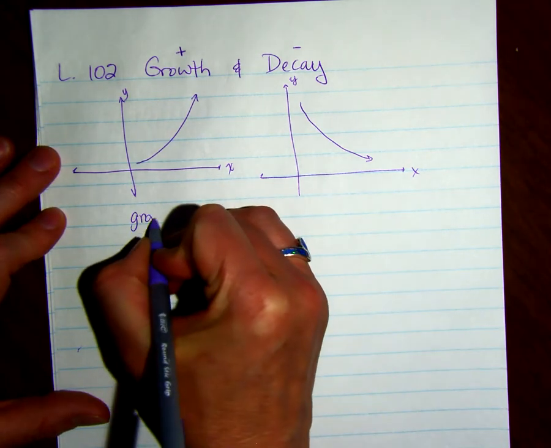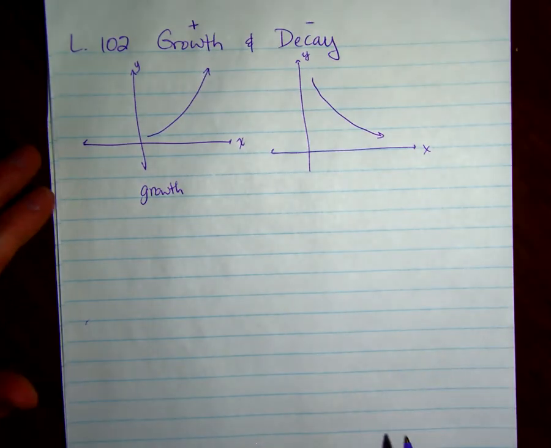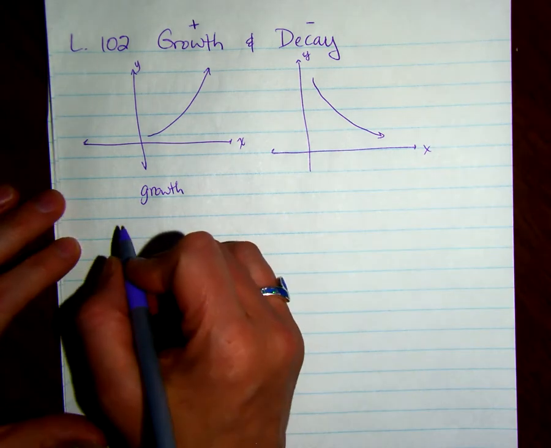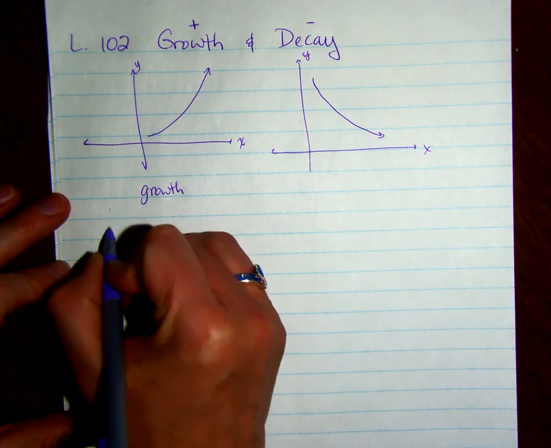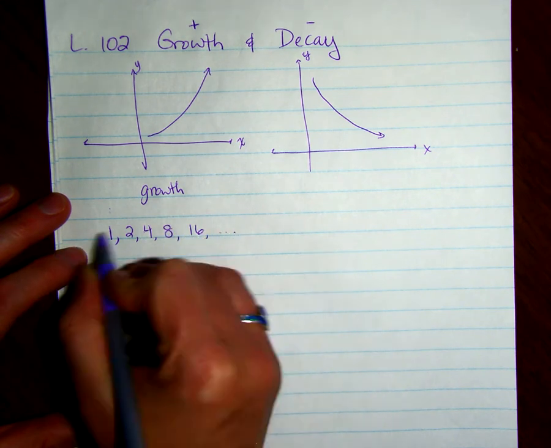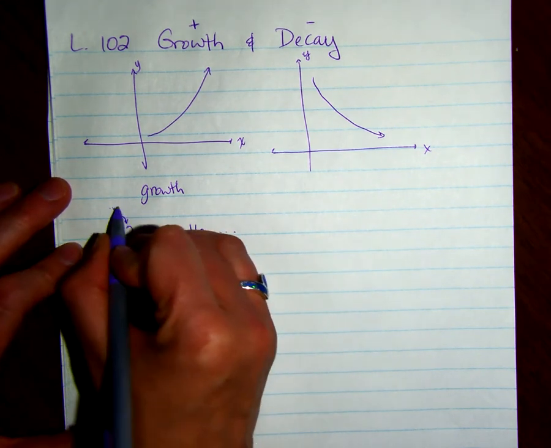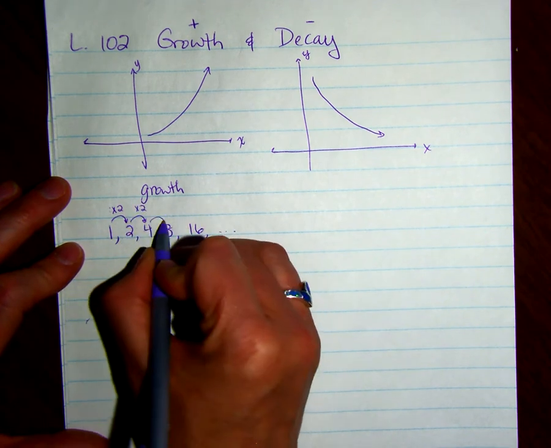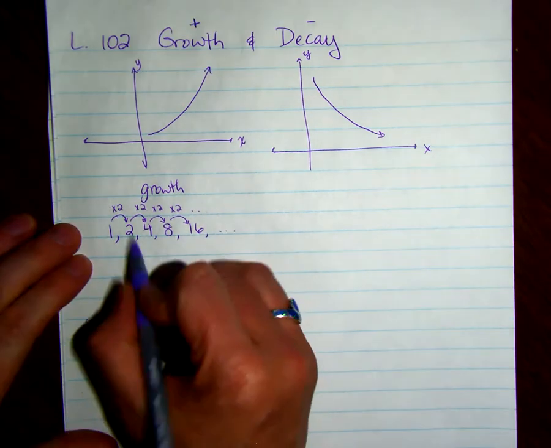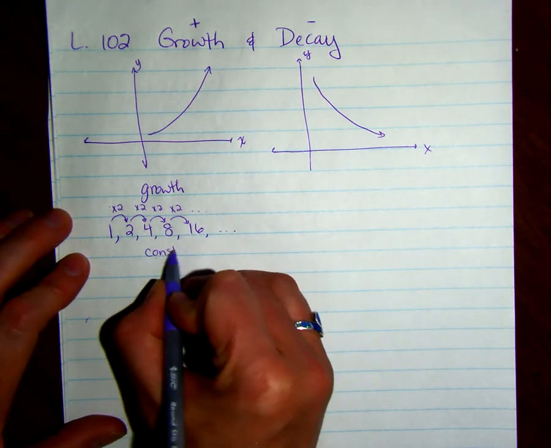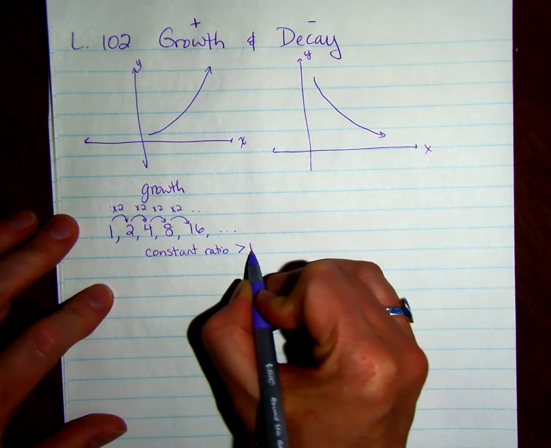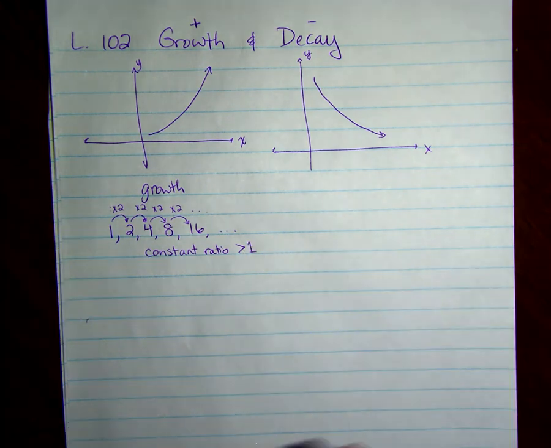So growth is when you are maybe multiplying by a number. So if we go from 1 to 2, then to 4, to 8, to 16, and so on. This is growth, it's getting bigger, and we're timesing by 2. The constant ratio, which is 2, is always going to be greater than 1. It has to be greater than 1 in order to continue to get bigger.